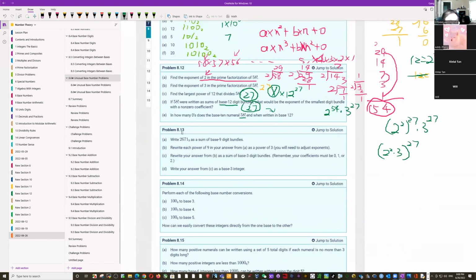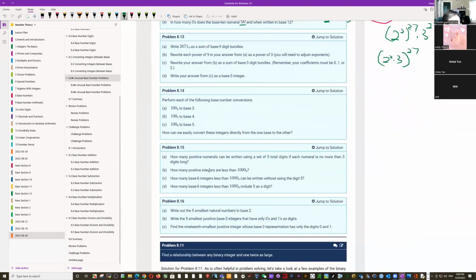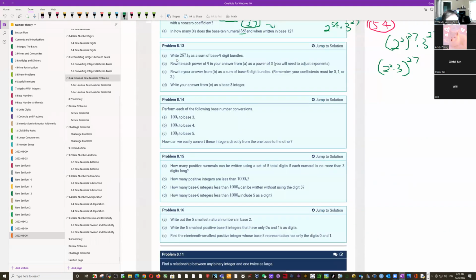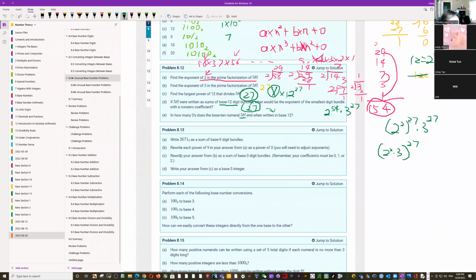So let's go for one more, because I don't think we have the time to finish every one, but one extra should be fine. And this time we're going to write 2671 in base 9 as a sum of base 9 digit bundles.